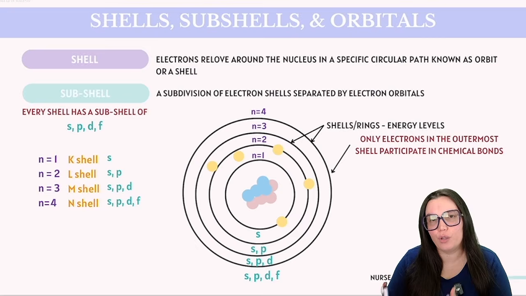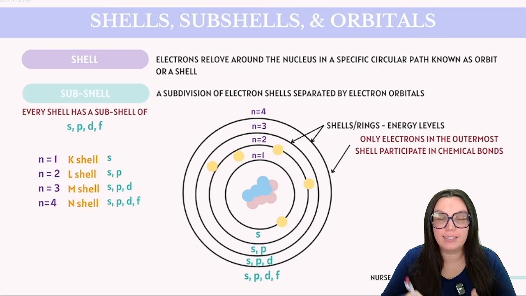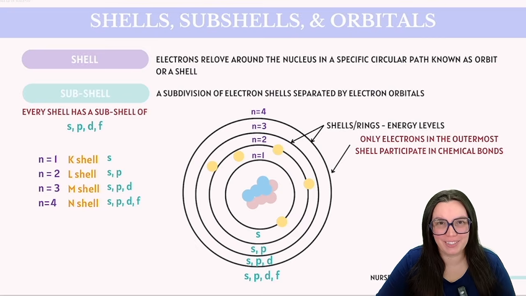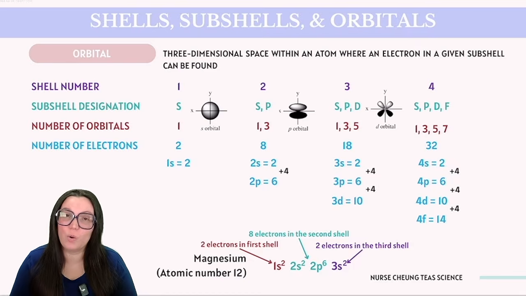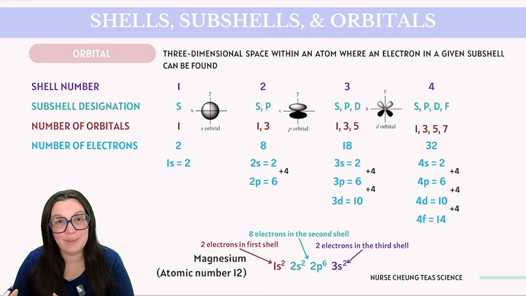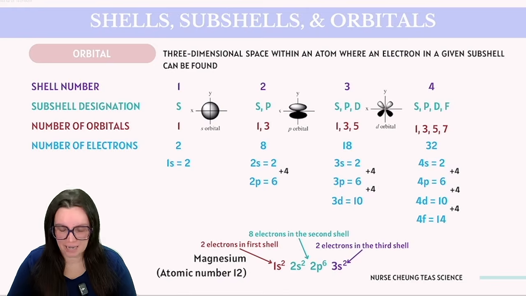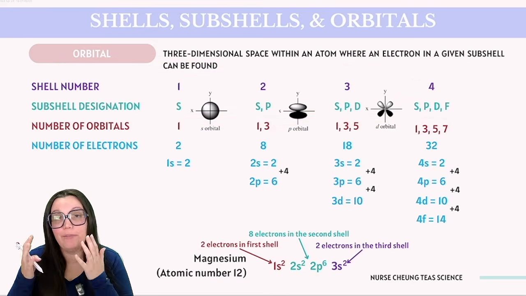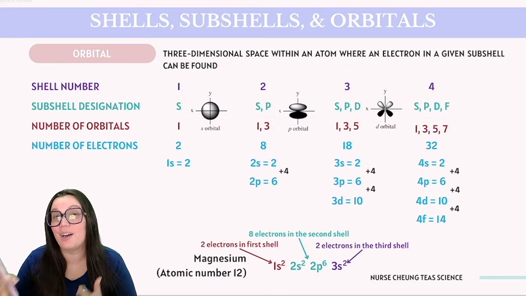So let's take a closer look at how each one of these shells and subshells affects the orbitals that we see around our nucleus. So what exactly is an orbital? An orbital is a 3-dimensional space within an atom where an electron in a given subshell can be found. So we've already discussed the first part of this concept. We have our shell number and our subshell designation. So we're already very familiar with that. What does all this other stuff mean?